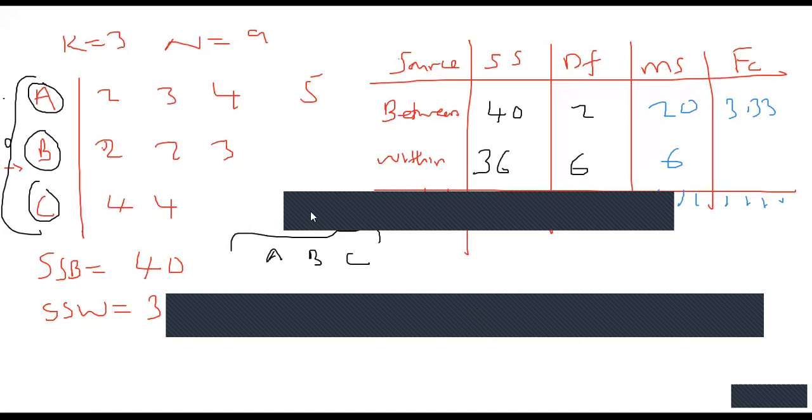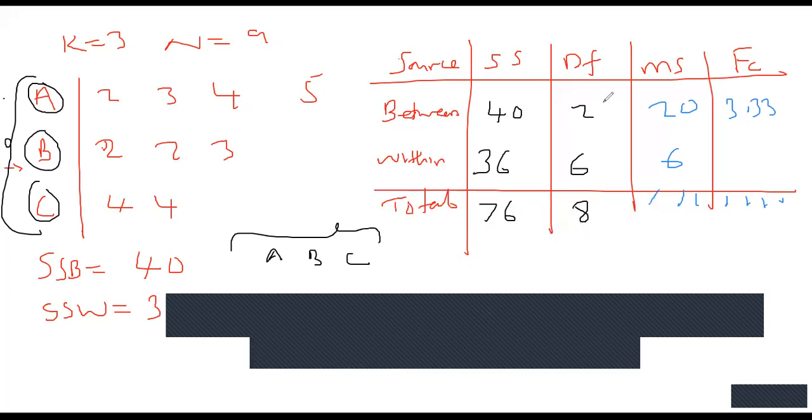So how did we get this? These ones were given. Sometimes instead of being given, you'll be given that one. How do we get this one? K minus 1, 3 minus 1. How do we get this? N minus k, which is 9 minus 3, which is 6. How do we get this one? Just total it up. How do we get this one? 20. How do we get the 6? 6 into the 6. That's the answer. Then the last one, how do we get this figure? This one in there.